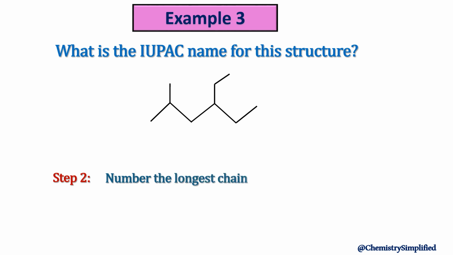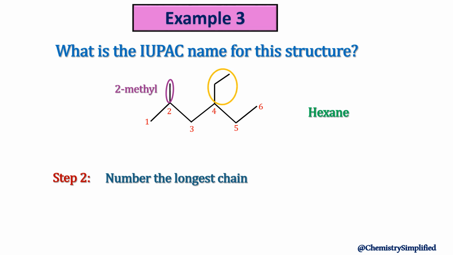Step number 2 is to number the longest chain. 1, 2, 3, 4. So we have a total of 6 carbons in the longest continuous chain. So that would be hexane. Now we look at the substituent on carbon number 2. That substituent only has 1 carbon, so that's a methyl. Since it's on carbon number 2, we say this is 2-methyl.